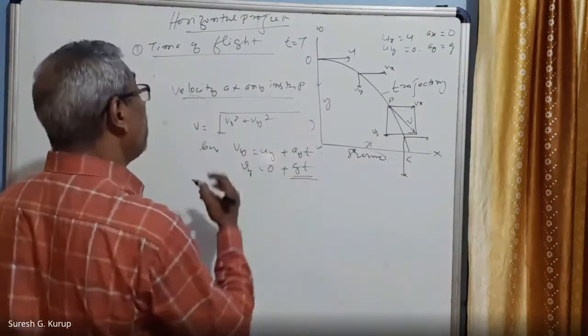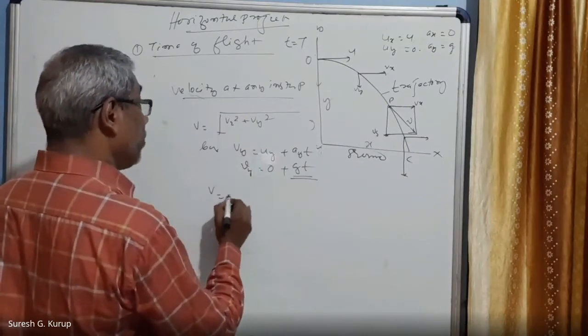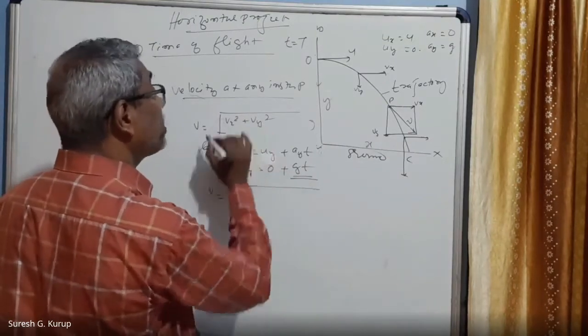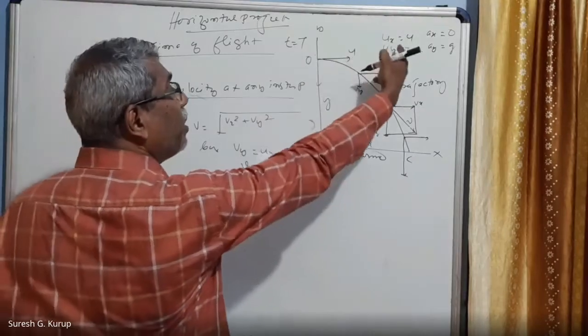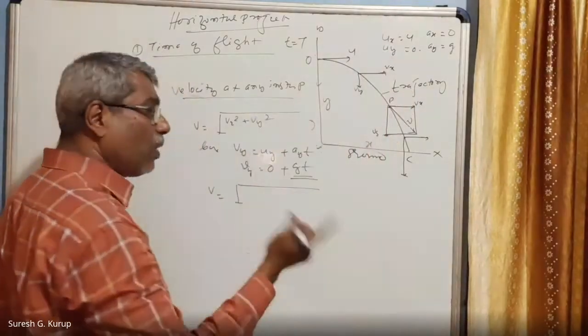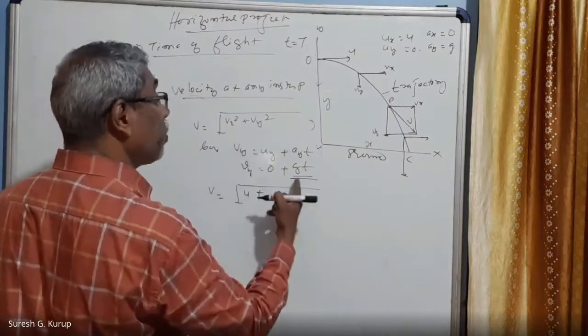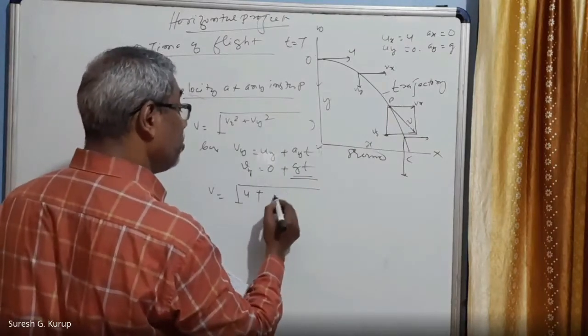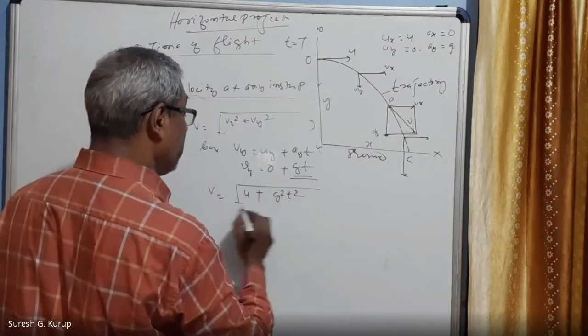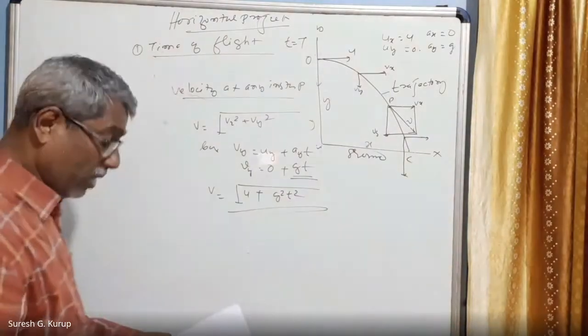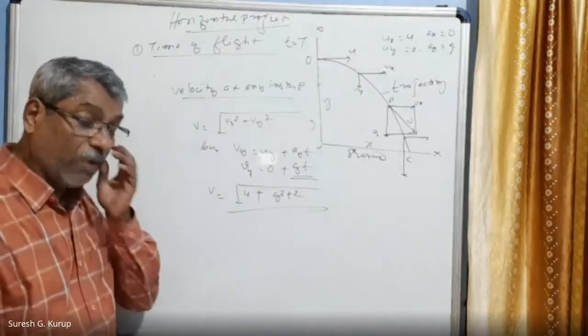Putting this value here, you will get V is equal to the square root of Vx square plus Vy square. Vx means U only, the initial velocity along the x-axis. So that is U square plus Vy square, and Vy is equal to gt, that means g square t square. This is the velocity of the body at any instant of the motion of the body.